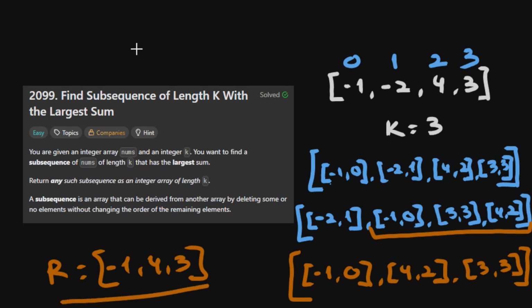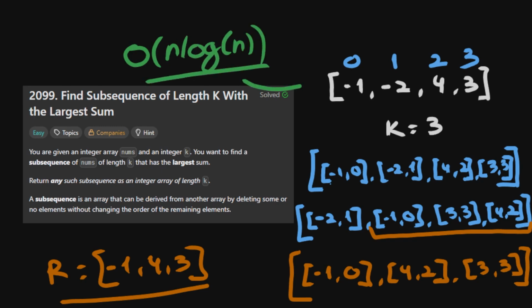Time complexity for this will be big O of n log n, basically because we need to sort this, and space complexity will be big O of n, which is the required space complexity for sorting in Python. So now let's go with the code and hopefully you will get the idea.